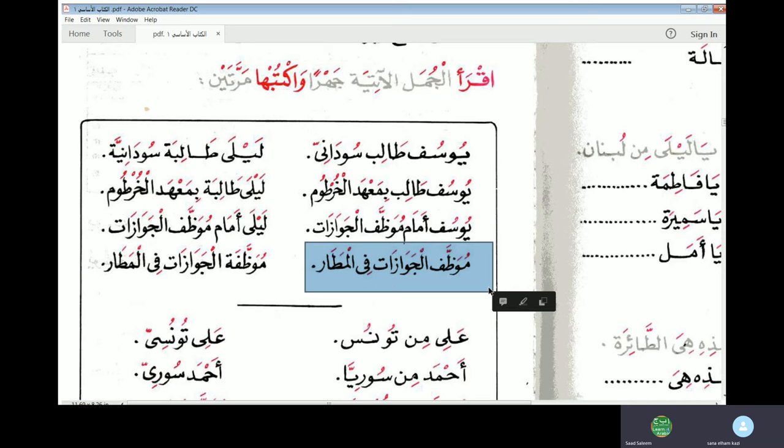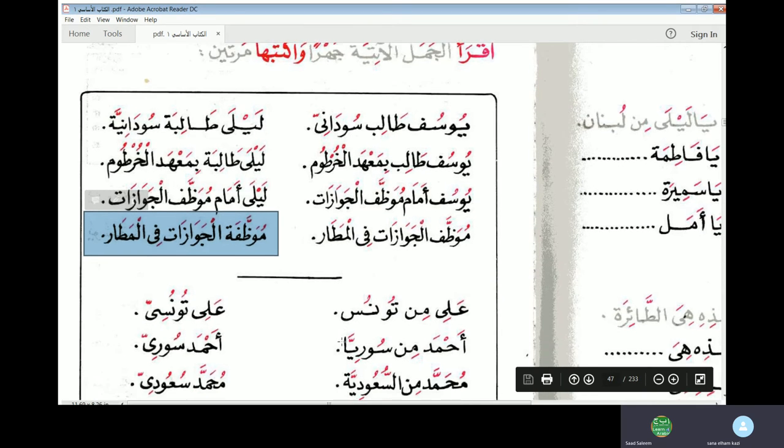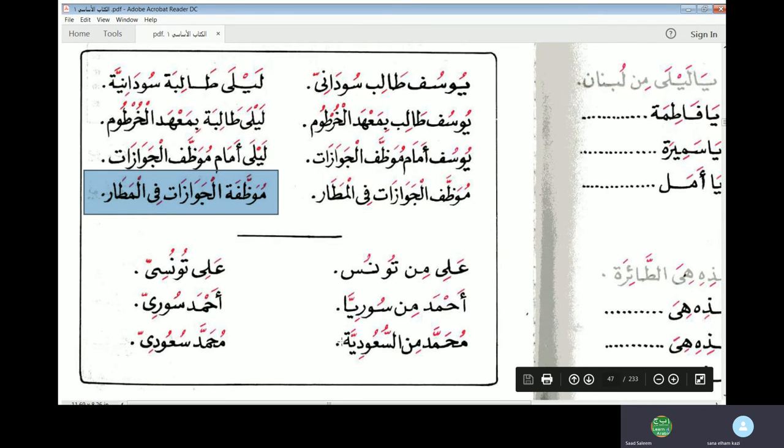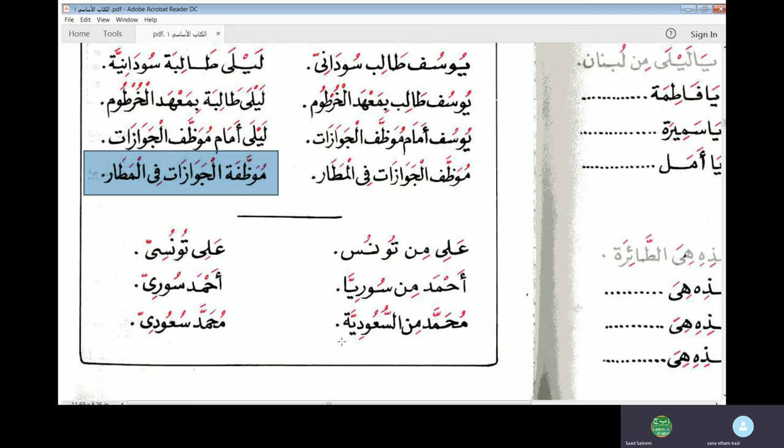The passport officer is in the airport. Muwazzaf al-jawazat fil matar. The passport officer is in the airport.